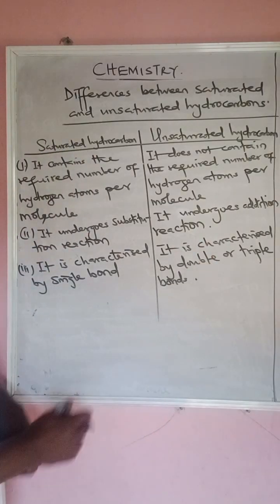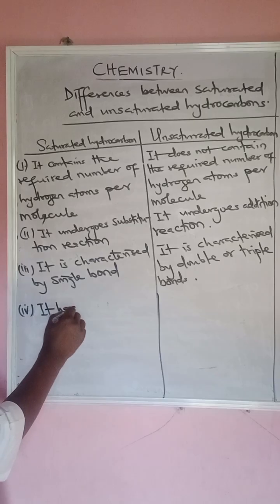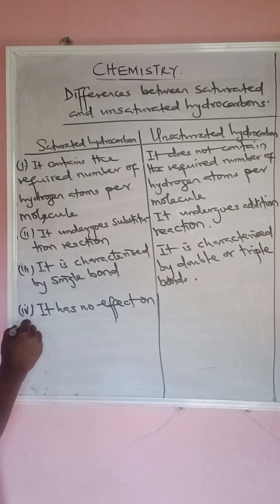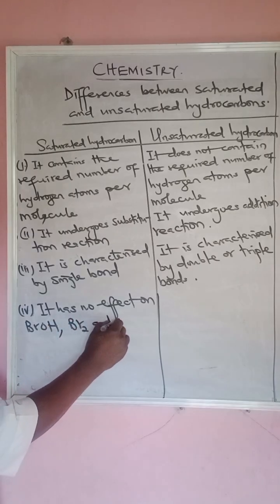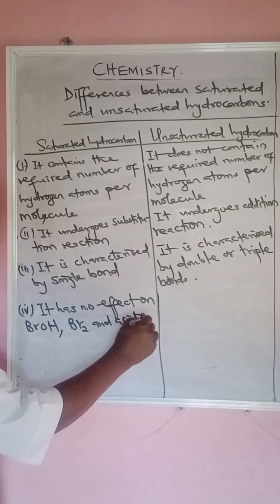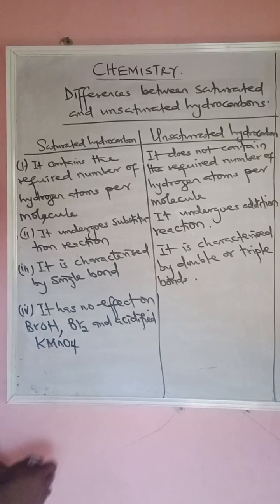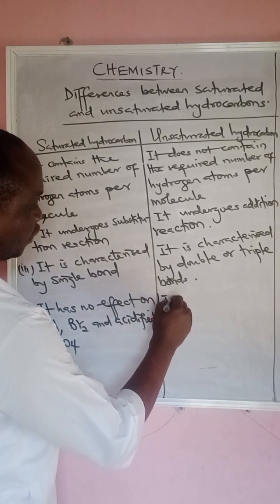Take note of that. So we have four, though we have not gotten to that, but let me add it. This one, it has no effect on bromine water. This is known as bromine water, bromine gas, and acidified KMnO4, potassium tetraoxomanganate(VII). But this one, it decolorizes.